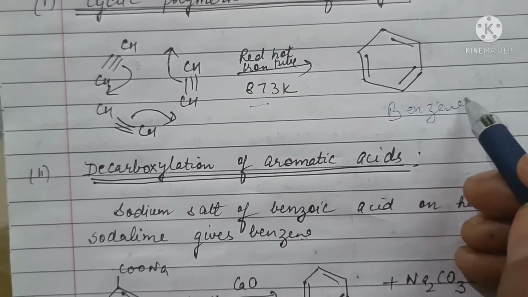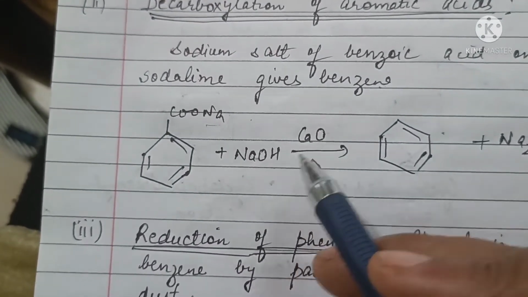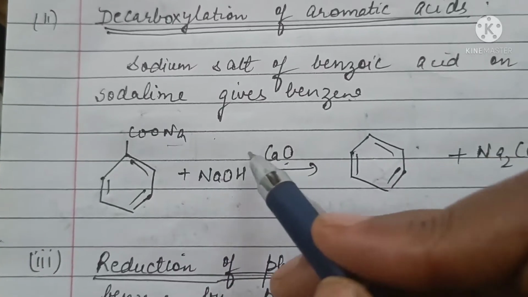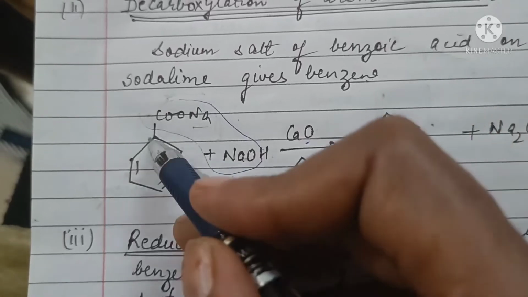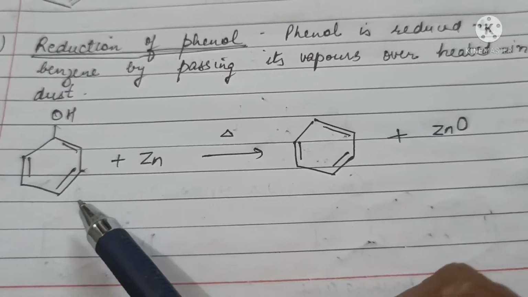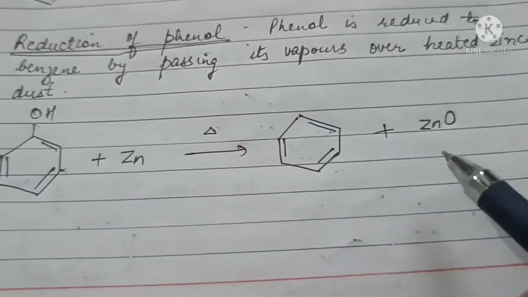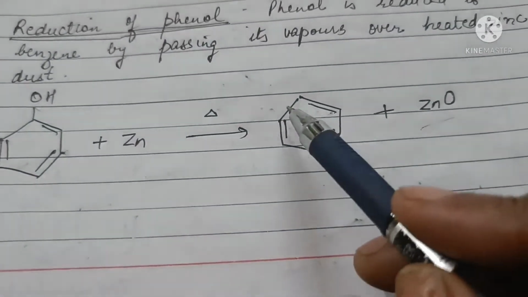Then the next method is decarboxylation of aromatic acids. When the sodium salt of benzoic acid is heated with soda lime, a 3:1 mixture of sodium hydroxide and calcium oxide, sodium carbonate is removed and hydrogen is added to form benzene. So benzene is formed. The vapors of phenol are passed over heated zinc dust. Then also O gets removed with zinc as zinc oxide and benzene is formed.